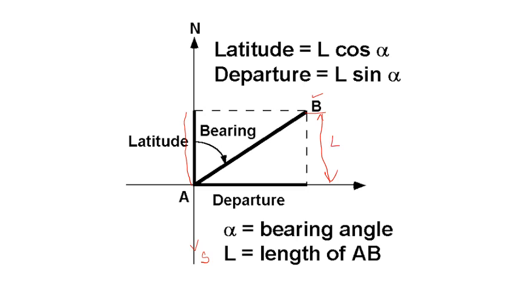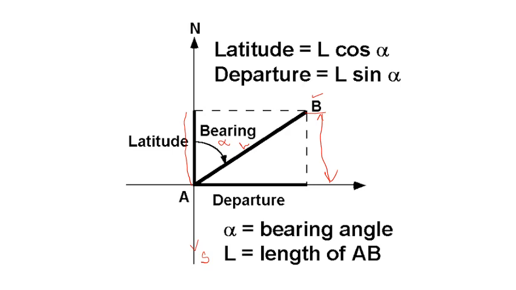So if you know the bearing, what is bearing? Bearing is the angle measured from the north direction. So if you know this angle alpha, which is called the bearing of the line AB, then what will be this component? Suppose L is the length. I'll change this terminology: L is the length of the line AB and alpha is the bearing.